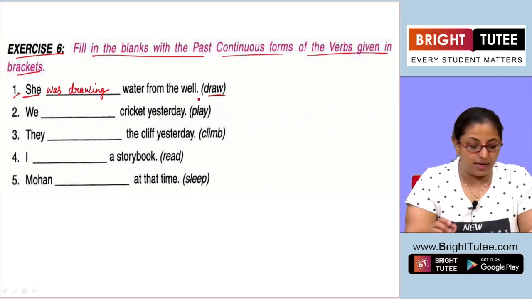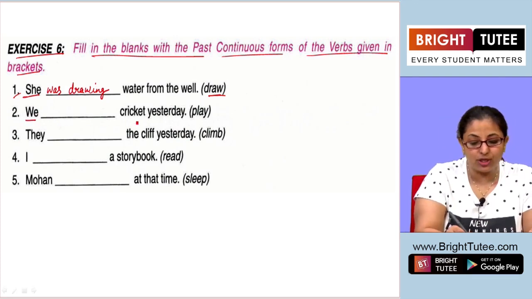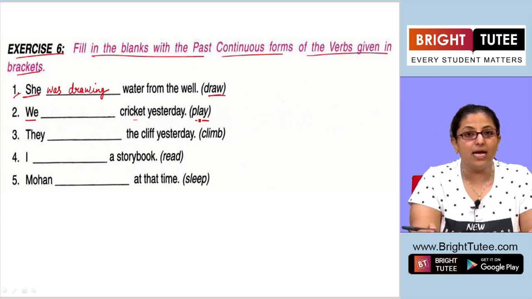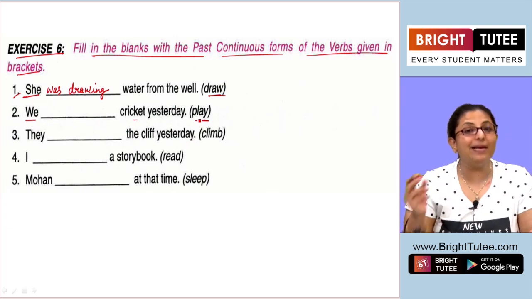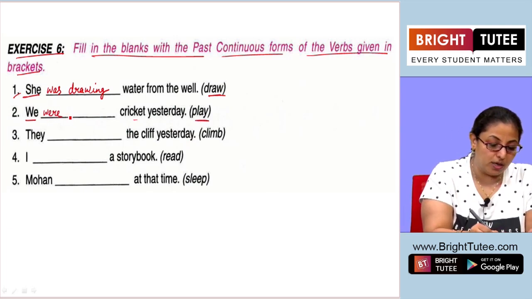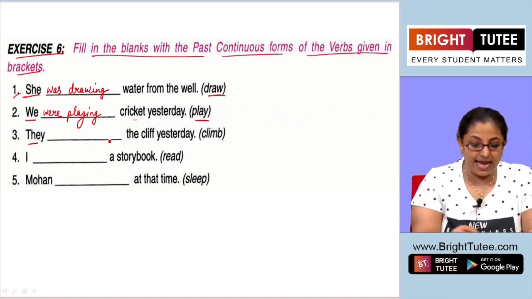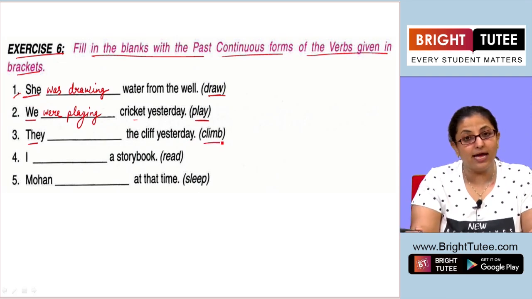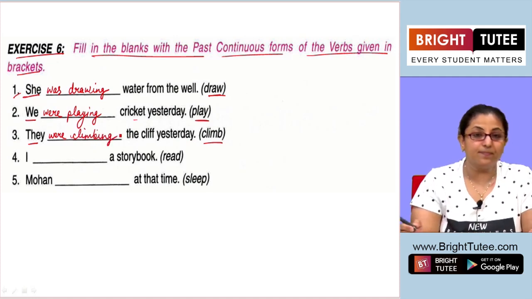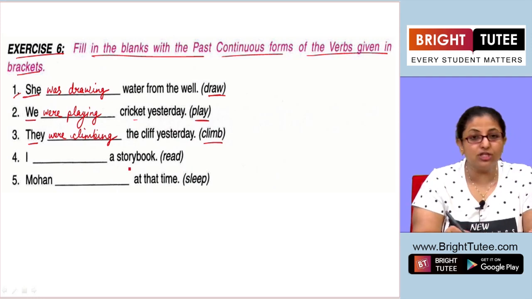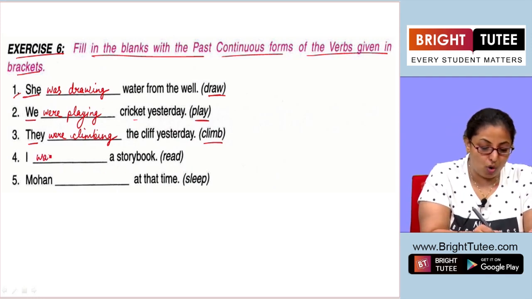water from the well. We dash cricket yesterday. Play. Continuous form in the past tense. We were playing. They dashed the cliff yesterday. Climb. They were climbing the cliff yesterday. I dashed a storybook. I was reading a storybook.